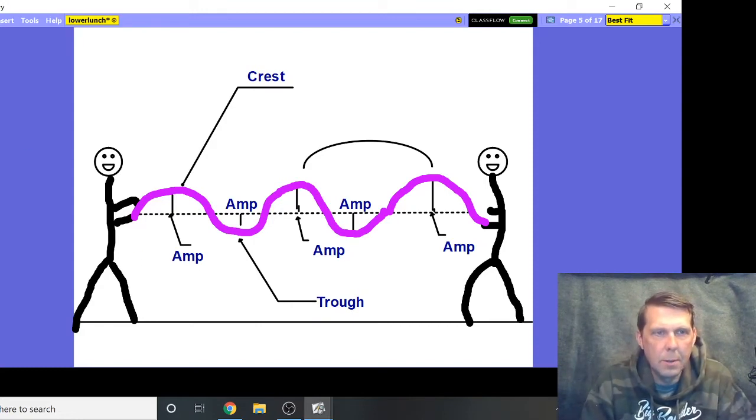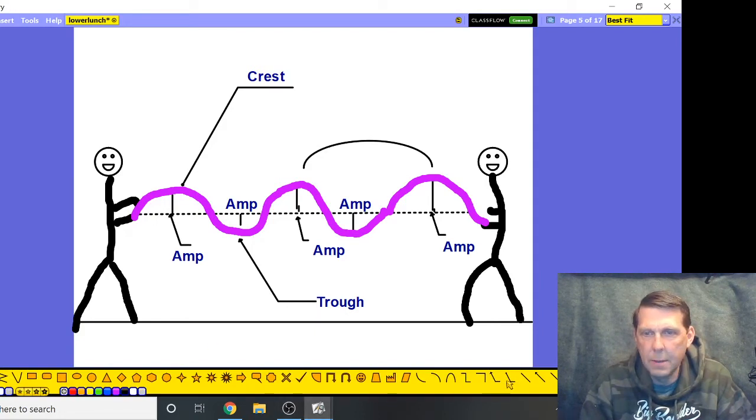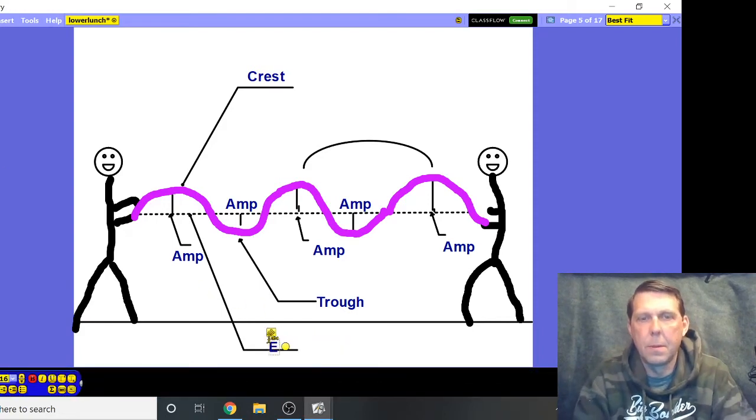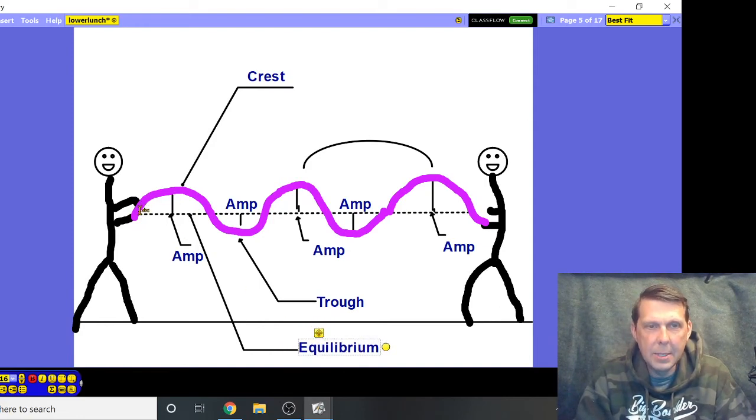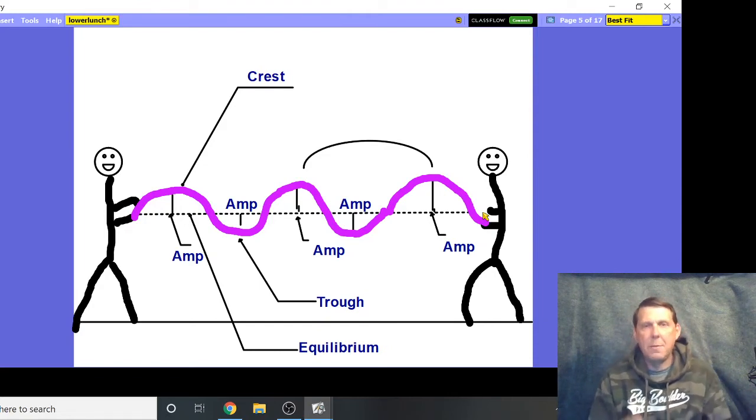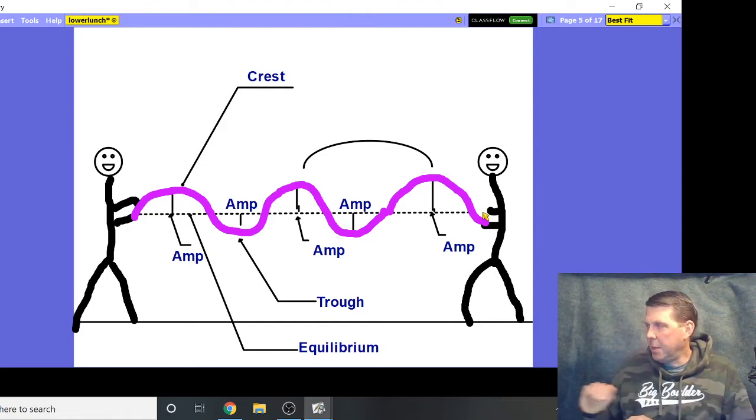So we're going to draw, getting all kind of fancy here today. This right here, that dotted line, is the equilibrium. Equilibrium. It's a lot of vowels in that. That's this original sort of resting point here. There, they had it tight. If you just by yourself have a garden hose or a rope on the ground, the equilibrium is that resting point right on the ground. Equilibrium.